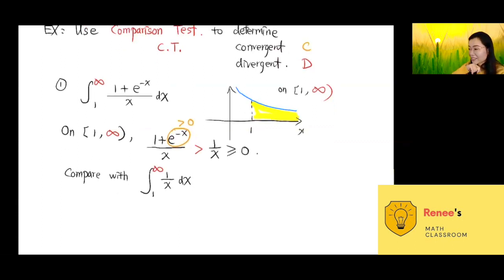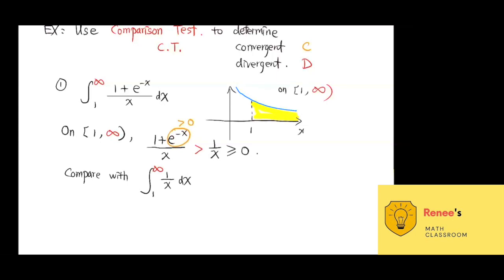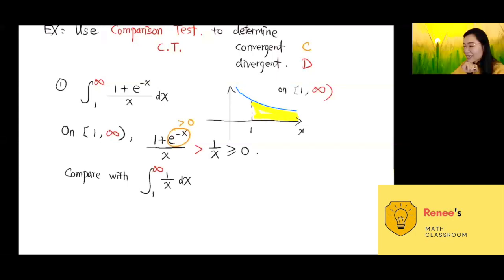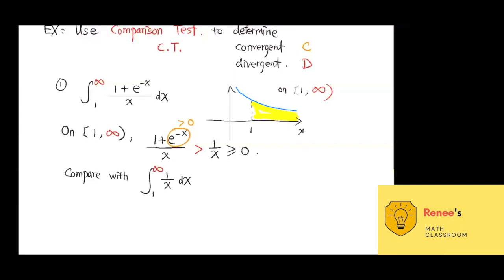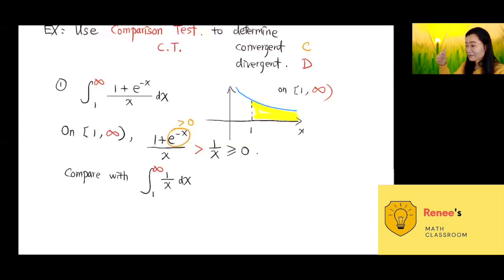Do you guys remember whether this improper integral is convergent or divergent? Divergent, right? Yes, you got it. Okay. Why? Do you guys remember? Because the power of x is 1 and it has to be greater than 1 to be convergent. Yes, you got it. I'll give you a thumbs up. Okay, good job.